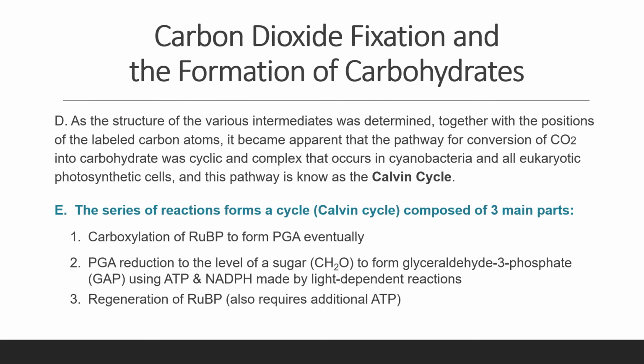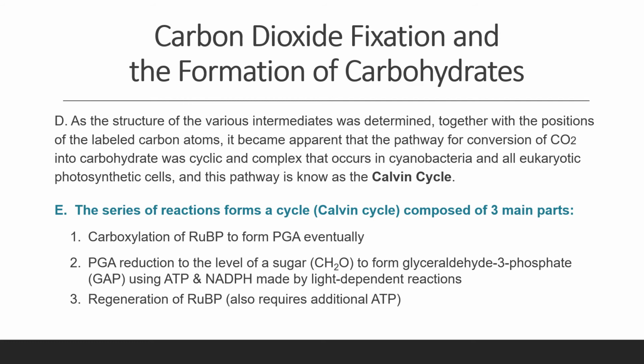So as the structure of the various intermediates was determined, together with the positions of the labeled carbon atoms, it became apparent that the pathway for conversion of carbon dioxide into carbohydrate was cyclic and complex, that occurs in cyanobacteria and all eukaryotic photosynthetic cells. And this pathway is known as the Calvin cycle, or the Calvin-Benson cycle.